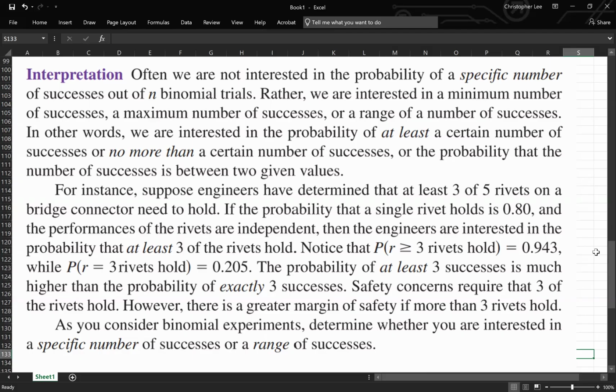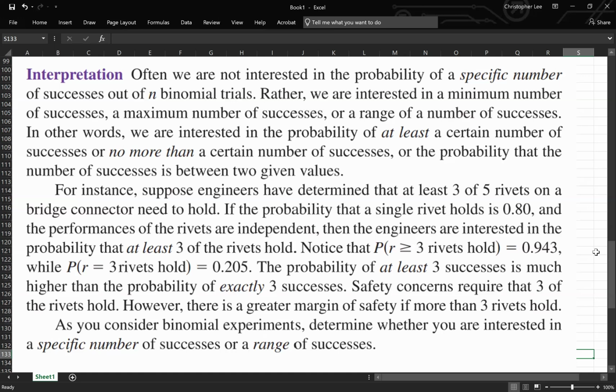So notice that the probability of R greater than or equal to 3 rivets holding is 0.943, while the probability of R equals 3 rivets holding is 0.205. So the probability of at least 3 successes is much higher than the probability of exactly 3 successes. Safety concerns require that 3 of the rivets hold. However, there is a greater margin of safety if more than 3 rivets hold.